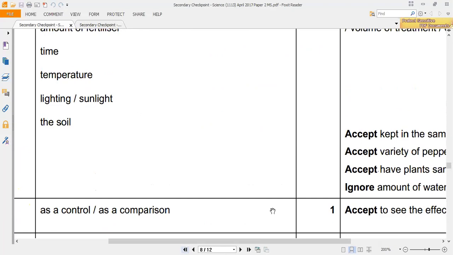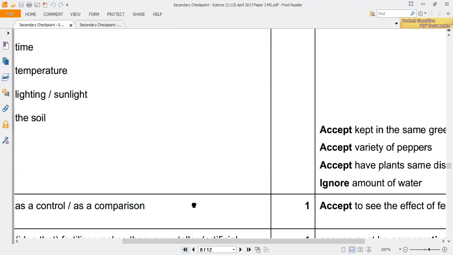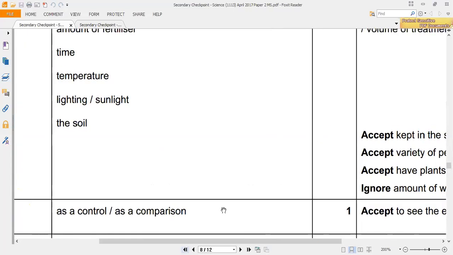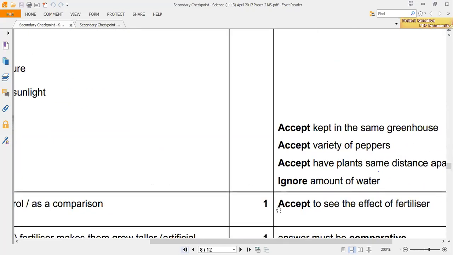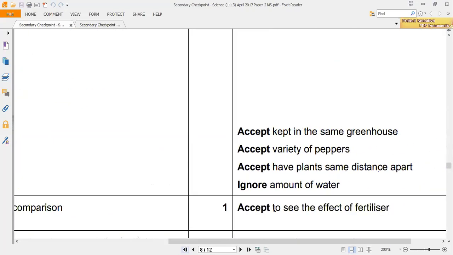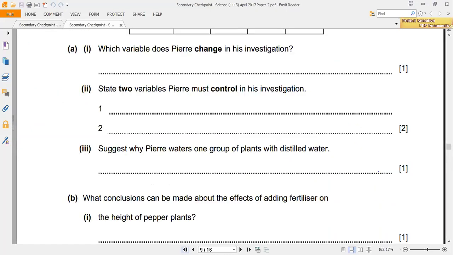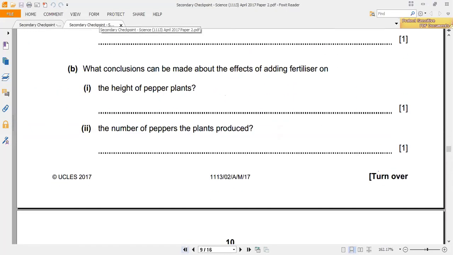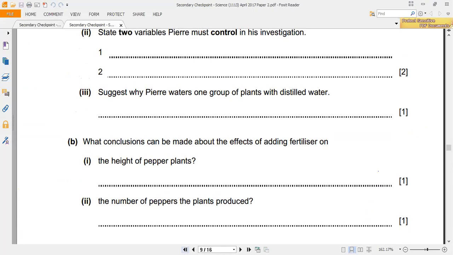What is the meaning of control? Control is an experiment that has the lack of the independent variable. It doesn't have anything. Why? In order to prove the importance of the variable itself, the thing that we are studying, or the thing that we are measuring. So if you mention it can be used as a control, it will be accepted. For better comparison, also will be accepted. To see the effect of fertilizers will also be accepted. All of those, because effect of fertilizers is the independent variable.